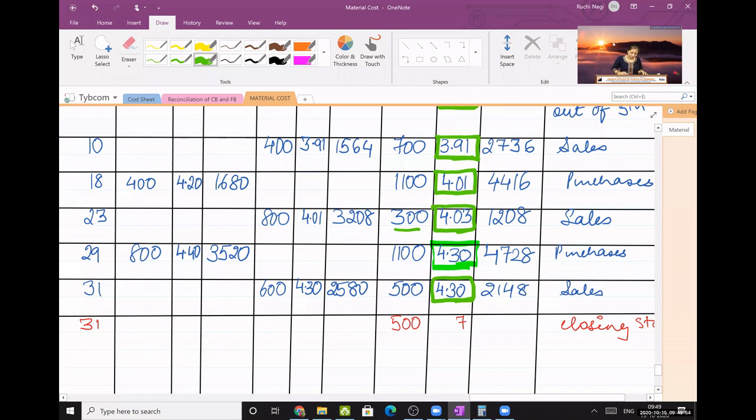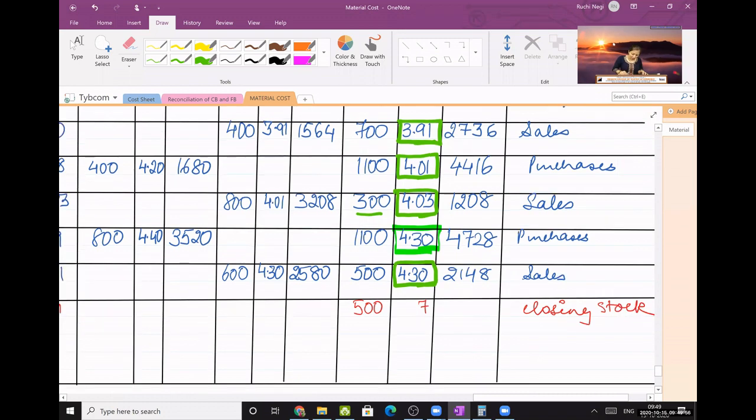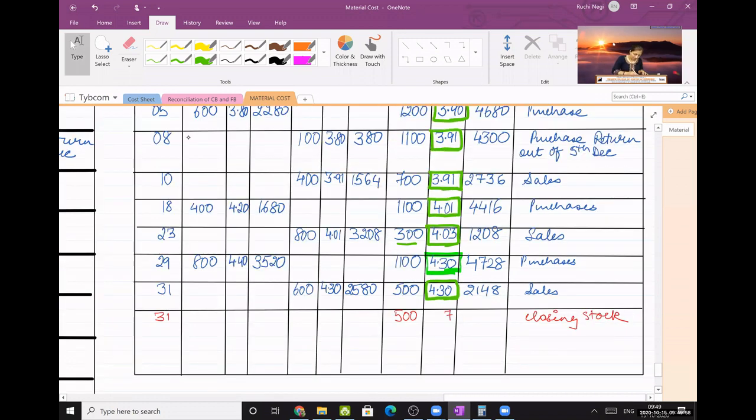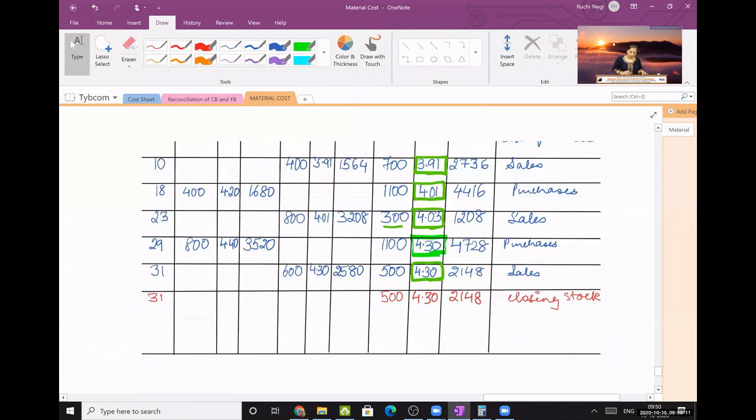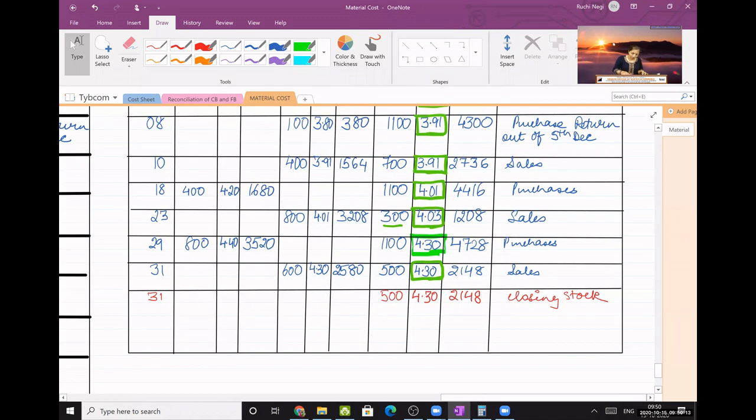Okay, and in the last, what is left is my closing stock, obviously. 4.30 and 2148, closing stock. Let us cross check the answer.